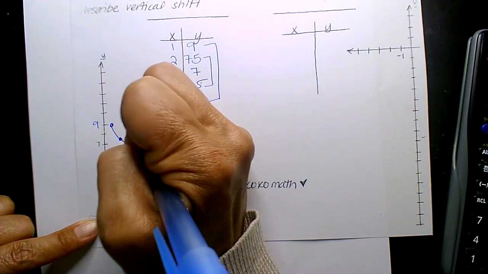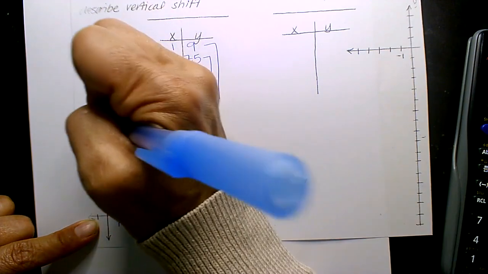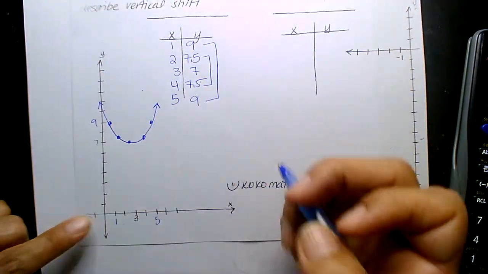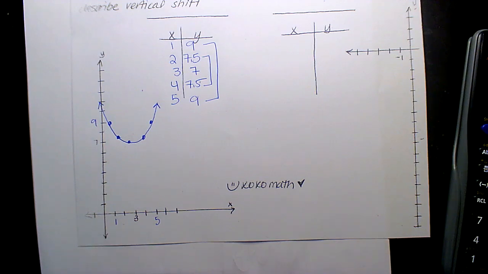And because the a value is 0.5, it's a fraction, it's more bowl-like. See how it's not as narrow like the 5x squared or the 3x squared that you had. Because it's a decimal, it grows at a slower rate than the 5x squared or the 3x squared, so it's more bowl-like. It widens. It's not as narrow.